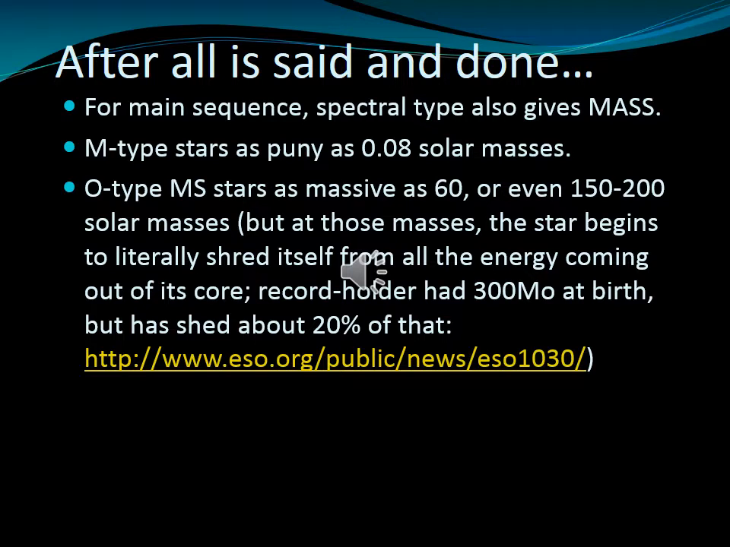The lowest mass main sequence stars are the M types, the M9s, and they can get all the way down to 0.08 solar masses. That's 1/12 of the mass of the sun, and that is as low as you can go and still be a star. Now, the O-type main sequence stars can be as massive as 60 times the mass of the sun, or even 150 to 200 times the mass of the sun.